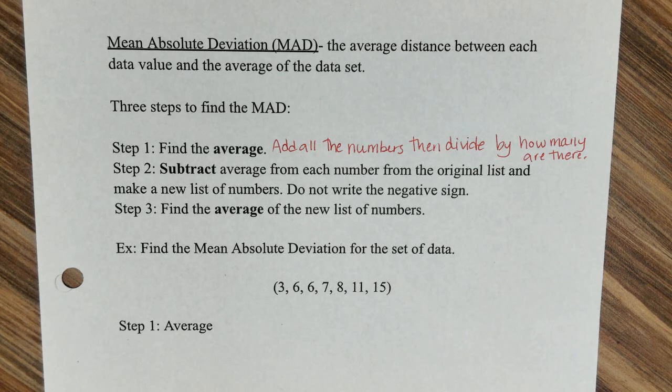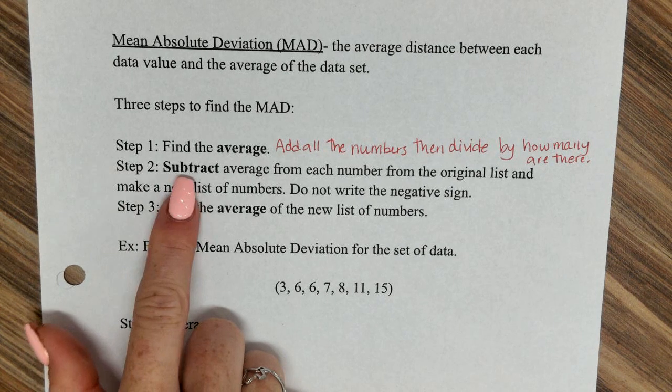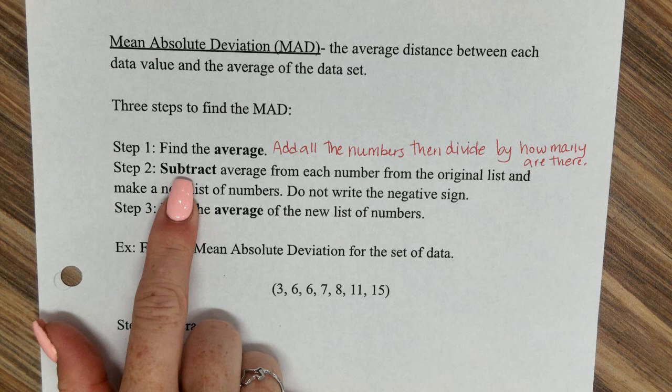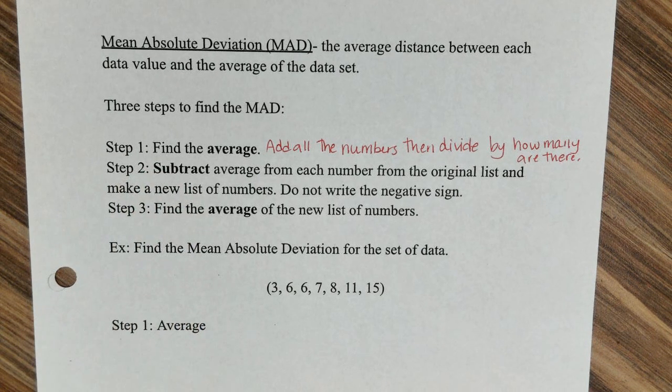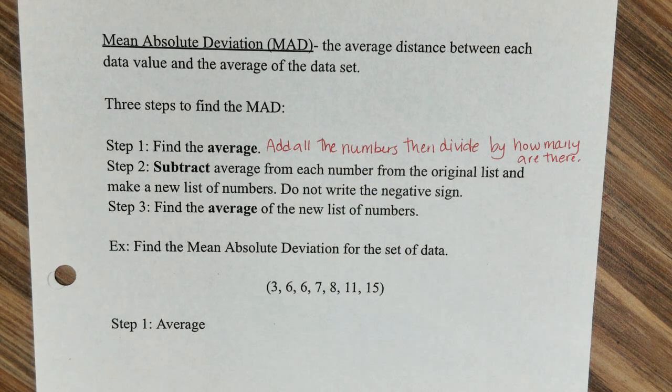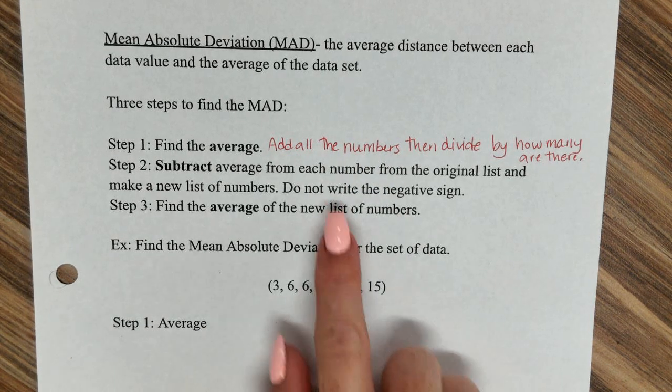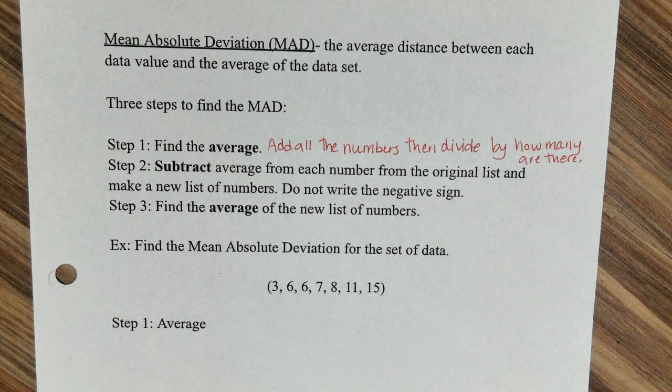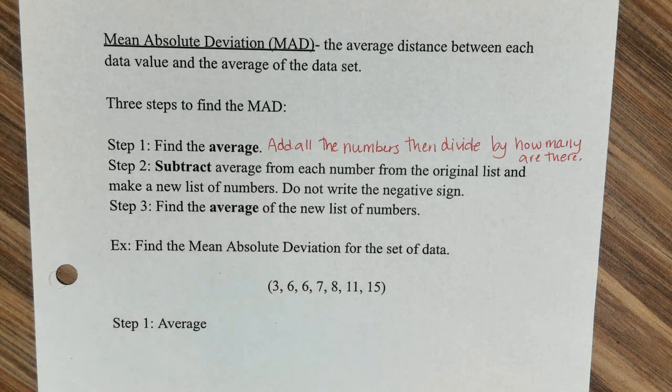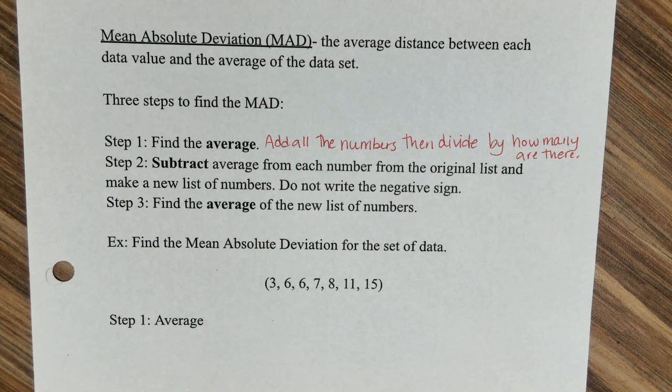Are y'all listening to me? What does step 2 say? You're going to take that answer you got from step 1 and you're going to subtract it from each number in your list. But you're not going to write a negative if you get a negative. So if you get a -5, you're just going to write 5. And you're going to make a new list of numbers. See that? You're going to make a new list. Then step 3, you're going to average your new list. You're going to do step 1 all over again to the new list.